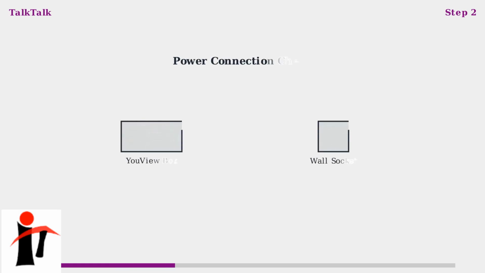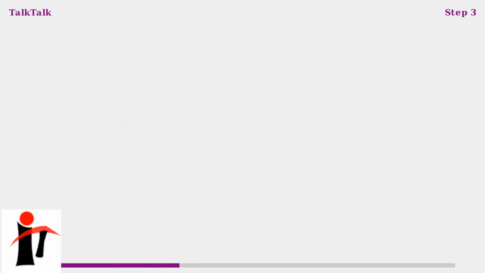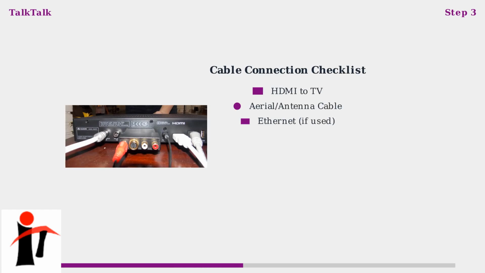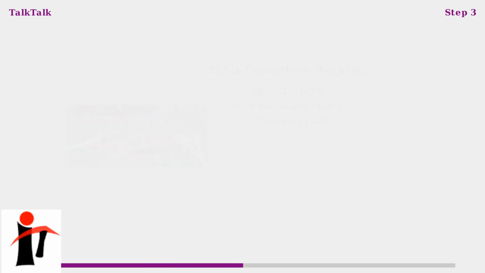If there are no LED lights at all, check your power connections. Ensure the power cable is firmly connected to both the YouView box and the wall socket. If the LED is on but you have no picture or sound, check all other cable connections. This includes HDMI cables to your TV and aerial cables for signal reception.